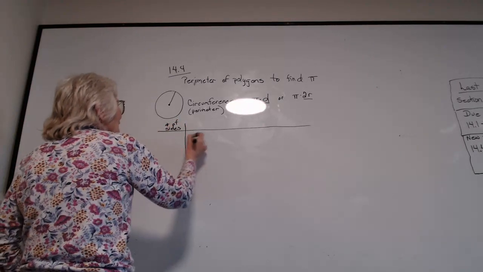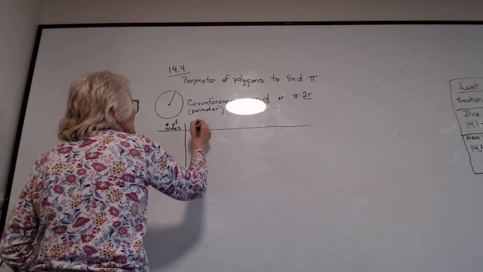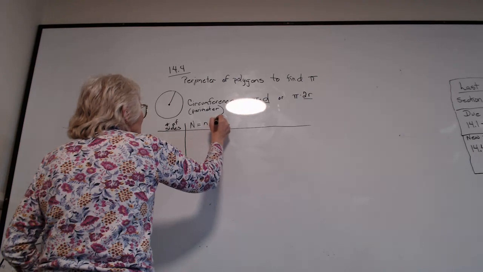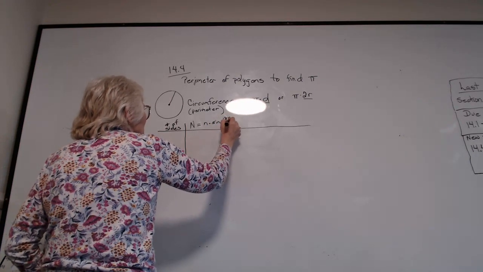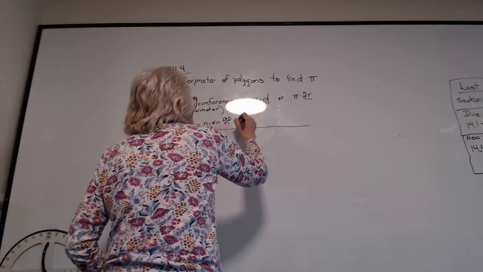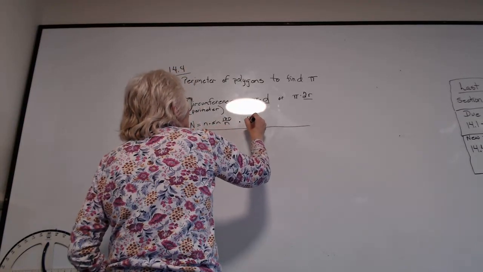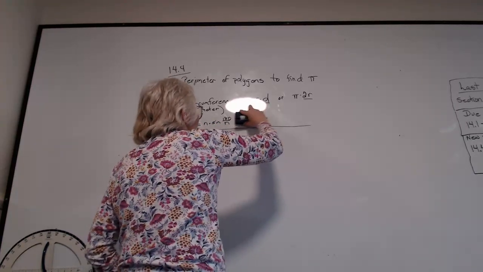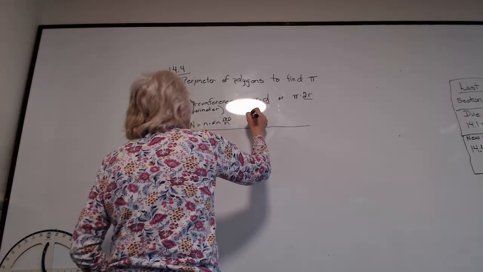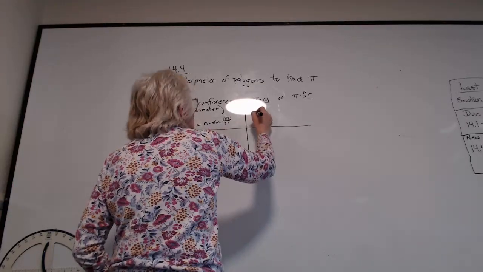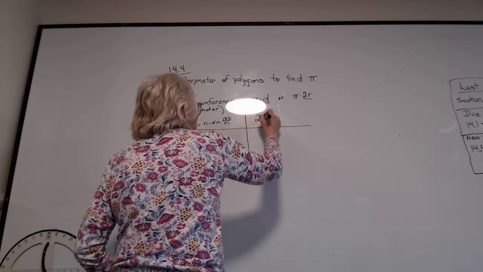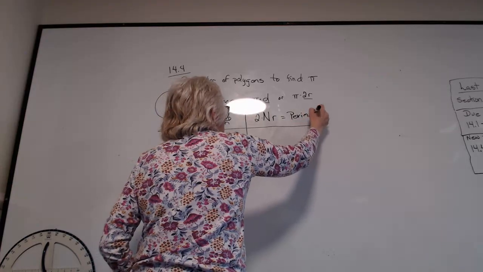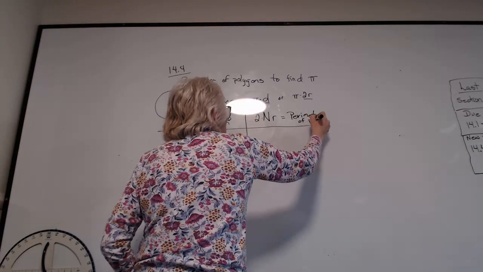Okay, and I want you to find the perimeter, so we need n, which is n times the sine of 180 over n, times 2 pi, right? Well, let's not do it. I don't know what I'm saying. Okay, so then the perimeter is 2 times n r, which equals the perimeter of the polygon.